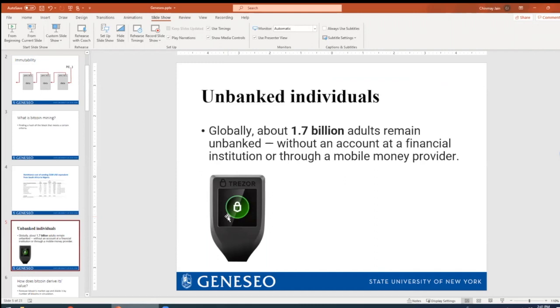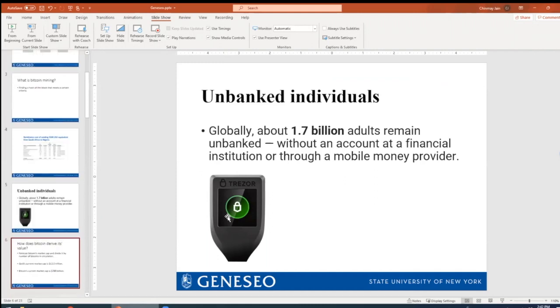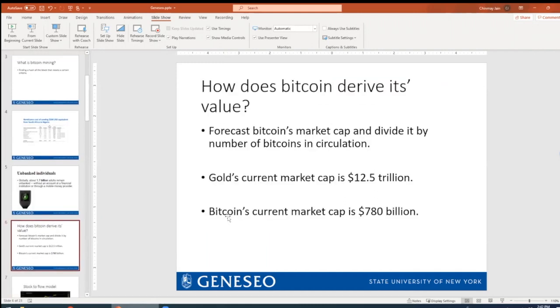Some questions that people might ask is, how does Bitcoin derive its value? I just wanted to touch upon that. One is that if you say that Bitcoin is digital gold, which some people think it is, then you can value the market cap of Bitcoin. Right now, the market cap of gold is 12.5 trillion.